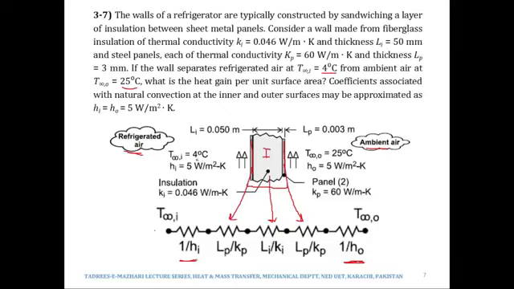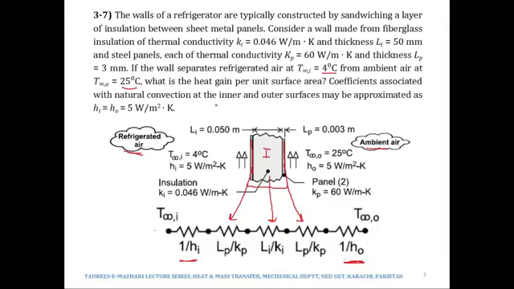The inside temperature is 4 degrees Celsius, outside temperature is 25 degrees Celsius. So what we need to find out, if all those conditions exist, he is asking us to find out the heat gain per unit surface area. Means how much heat is flowing through per unit area of this refrigerator wall. So we have to find out Q by area. So that is why all those resistances are written in terms of per unit area, because we would somehow be getting rid of the area.